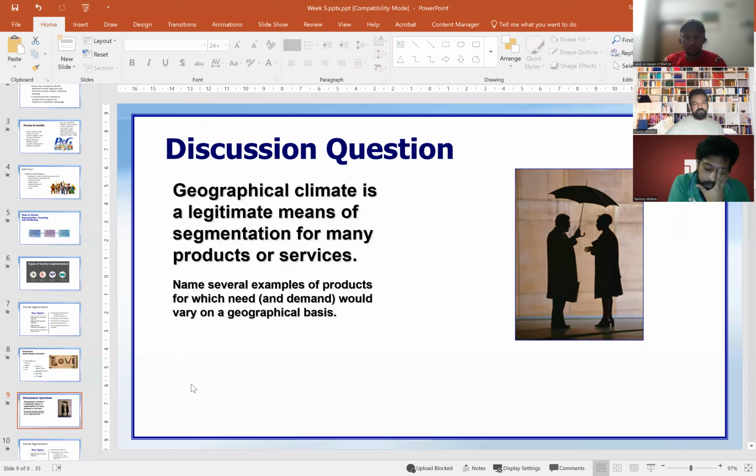Okay, next up: name several examples of products for which the need would vary on a geographical basis. Just a quick brainstorming. Climate is a major factor, right? When it comes to climate, as we can see, climate is becoming a factor. So based on climate, think about examples of products. I've already given you one, IKEA, but can someone give me more examples?